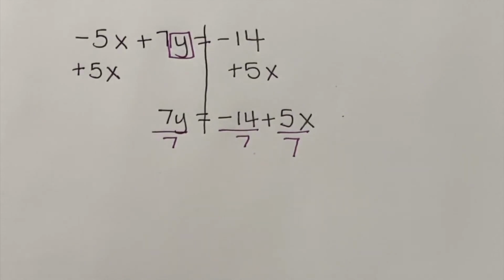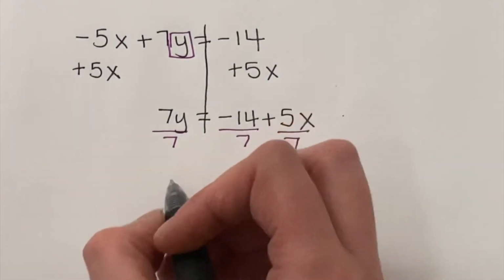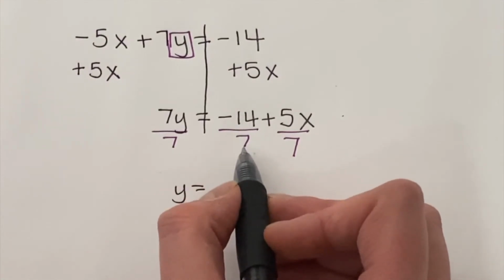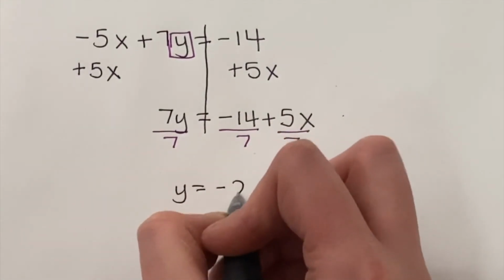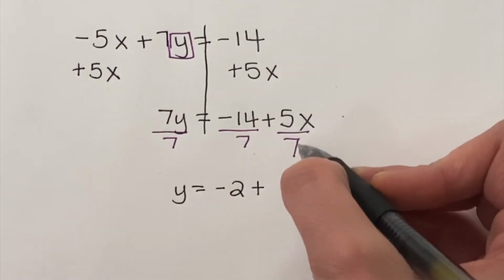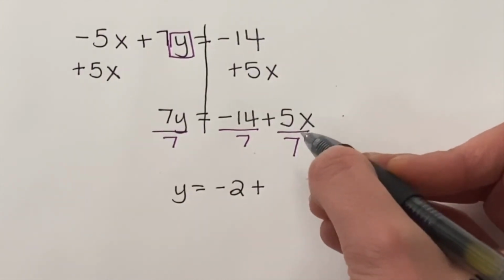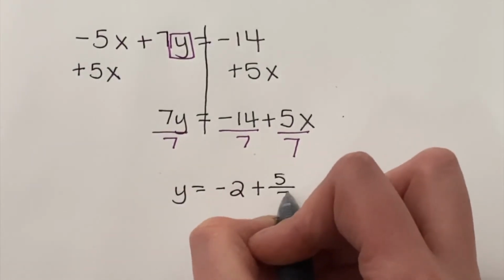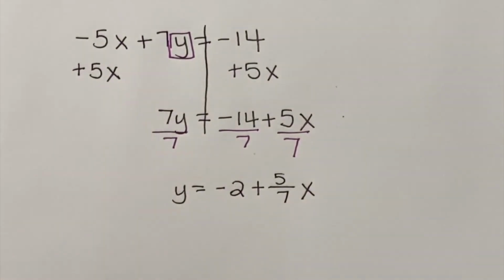And what we're going to see happen is we're going to end up with y equals negative 14 divided by 7, which is negative 2, plus, and we don't want to write this as a decimal. It is okay if you don't get a full number answer. Fractions work as well. So plus 5/7 x.